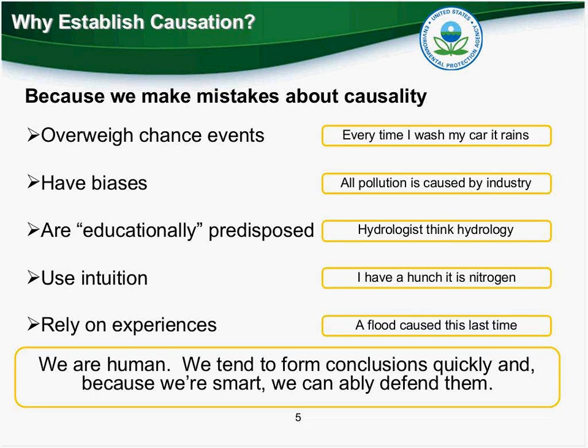We're emotionally predisposed. If you study a discipline, you tend to think only in terms of that discipline. Biologists think about biology, hydrologists think about hydrology, chemists think about chemistry. We have intuition, meaning we have a hunch. We rely on our experiences. Well, a flood caused the impairment last time, therefore the flood must have caused it this time. We're human, and we tend to form conclusions quickly, and because we're smart, we can easily defend them. But this isn't necessarily how the world works.